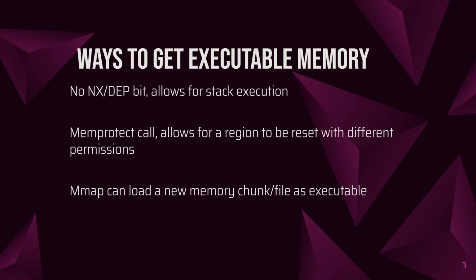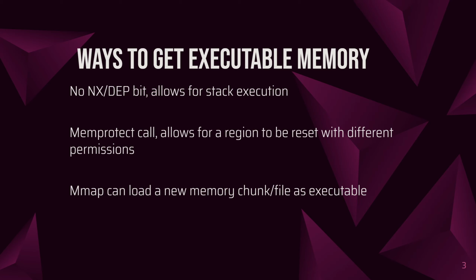You can also do a function call to mprotect or a system call to its related system call number, which I don't know off the top of my head. This allows for a region to be reset with different permissions, and it's just kind of handy if you know where you're at in memory with your shellcode and just want to make that certain area executable. And then mmap can also create a new memory chunk or load in a file that's executable.